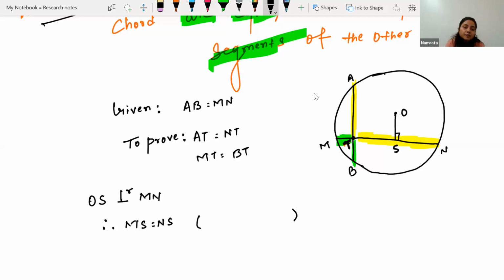Similarly, we will be dropping a perpendicular on the other chord AB also. And we will say that this perpendicular is bisecting the chord AB. So we will say that OP is perpendicular on the chord AB. Therefore, we got the middle point as P. So AP and BP will be the same. Is it clear so far? This is equation number 1. This is equation number 2. Is it clear so far?